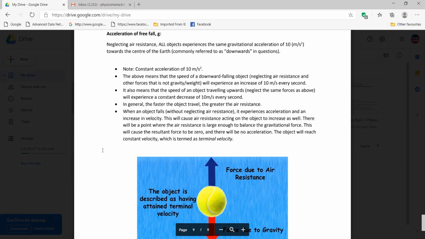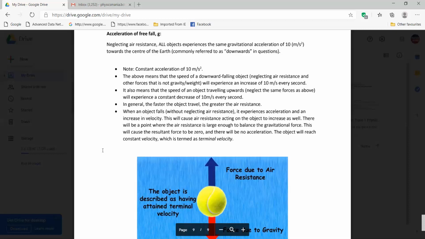Neglecting air resistance, all objects experience the same gravitational acceleration of 10 meter per second square towards the center of Earth. Note constant acceleration is of 10 meter per second square. The above means that the speed of a downward falling object. Downwards in questions, this you understood, right? In past paper or Cambridge questions, when it says downwards, that is towards the center of Earth, the acceleration.